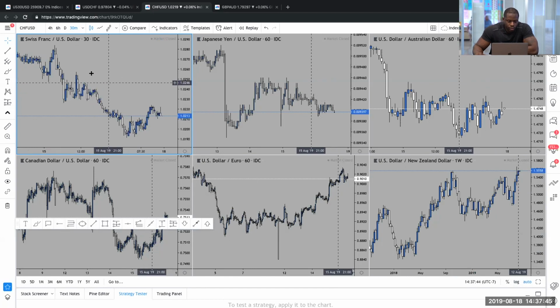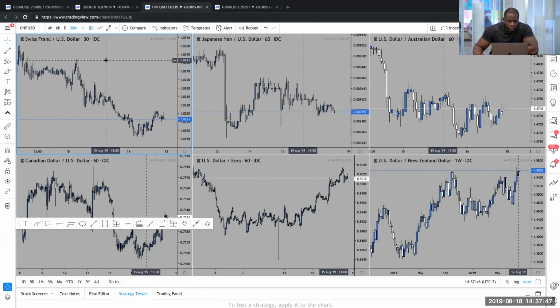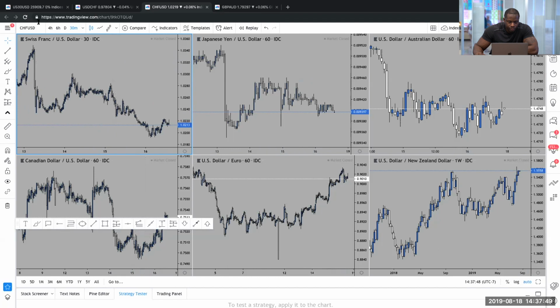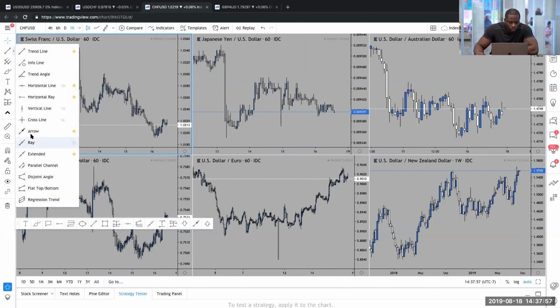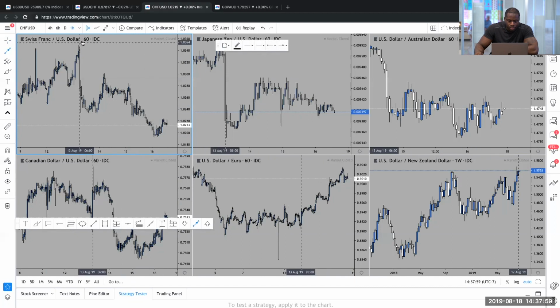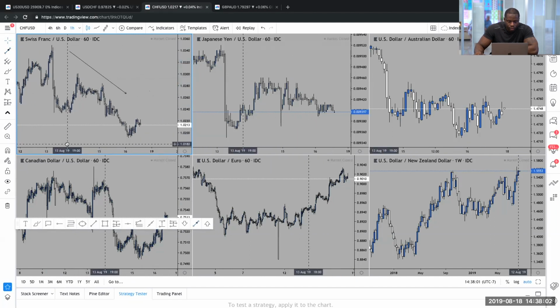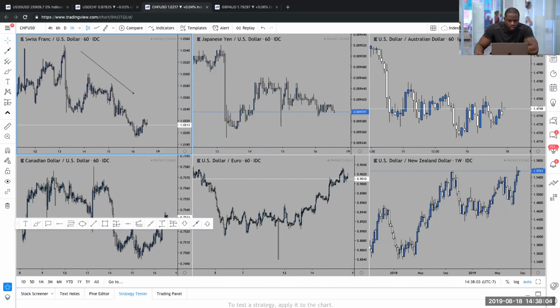All right, so we're going to start with the Swiss franc versus the US dollar. So we can see here, just looking at the 1 hour time frame, that we're seeing a complete downtrend. Downtrend setup. So we can see that the Swiss franc is still going to be continuously weak.